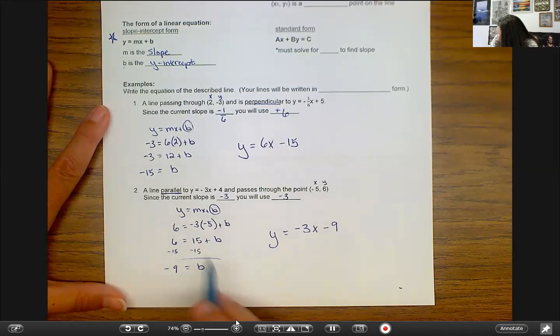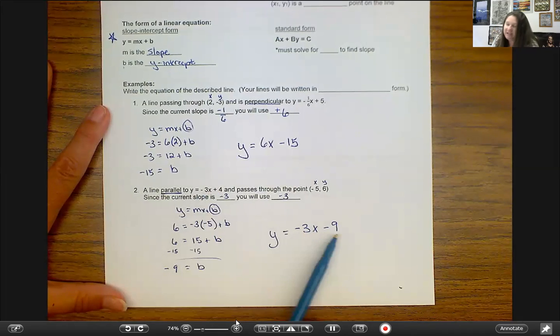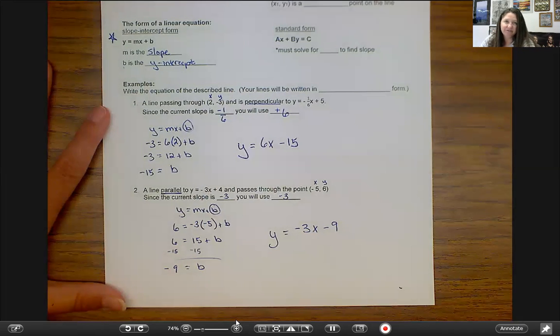Again, running parallel because the slopes of these two lines are exactly the same, and they have different y-intercepts, so they would be located in a different place on the graph.